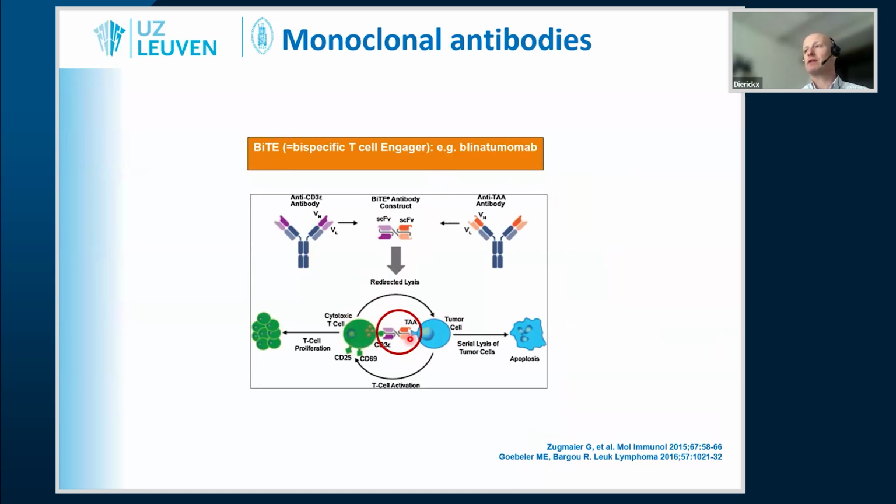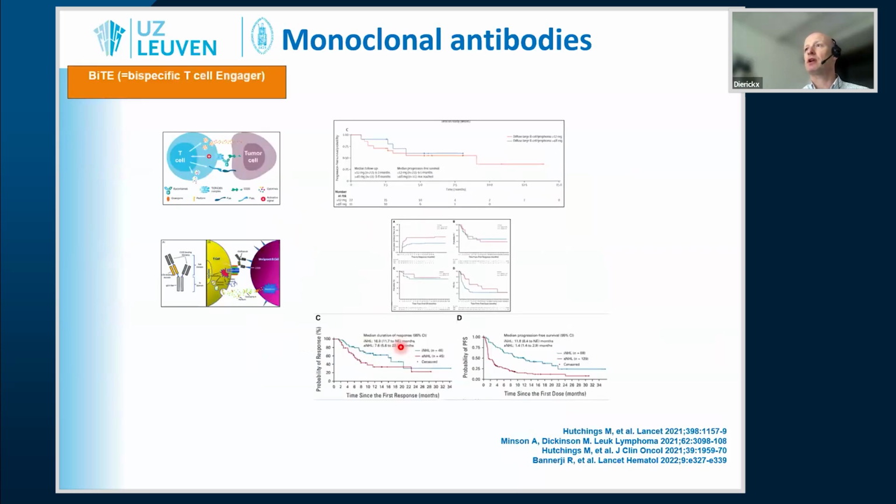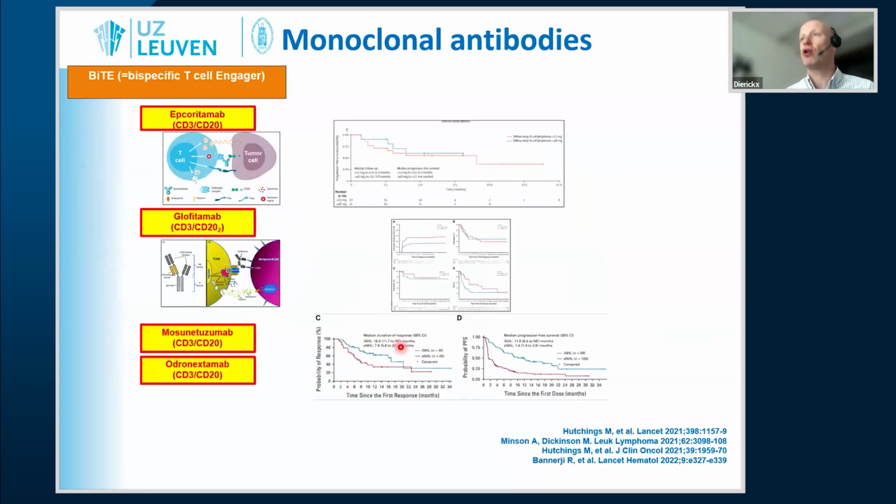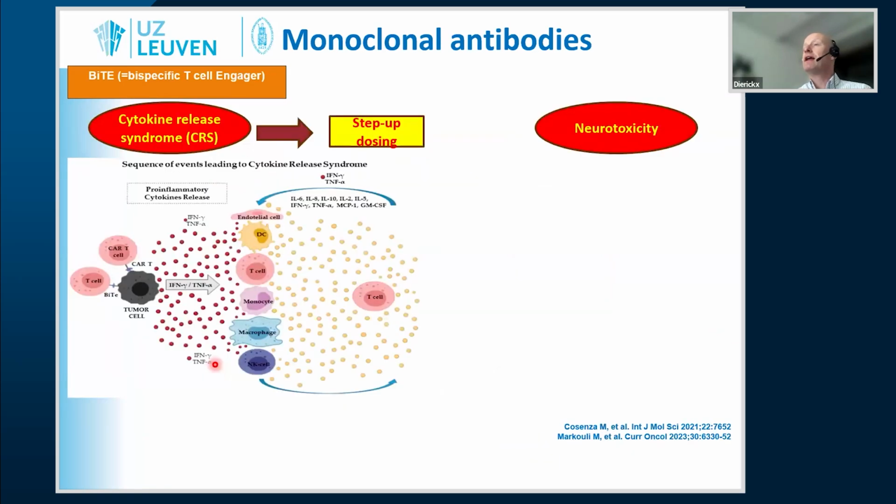And so when the antibody binds to the tumor, it attracts the T cells. Once again, we have different options now. In particular, CD20, I won't go into detail, but you have different bispecific T-cell engagers in the treatment of diffuse large B-cell lymphoma. They have a totally different side effect profile combined to chemotherapy.